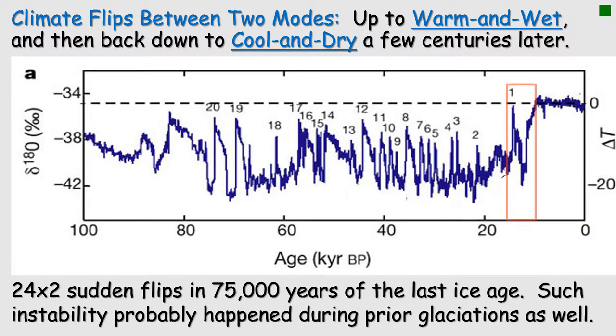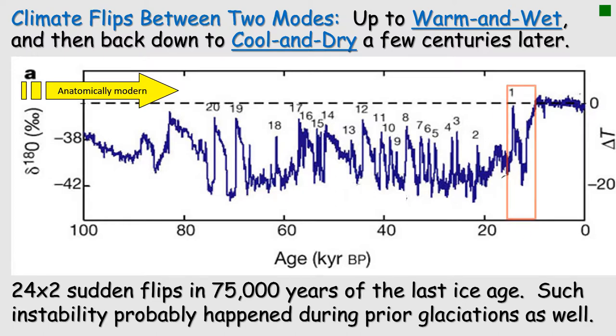During all this period, climate was flipping back between two basic modes. Up to warm and wet, like today, and then back down into a cool and dry, often a few centuries later. These flips could be very fast. And there are two dozen of these cycles in the last 75,000 years. Such instability probably happened during prior glaciations as well.